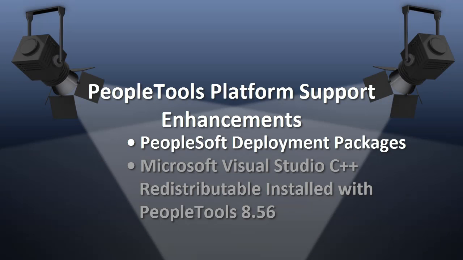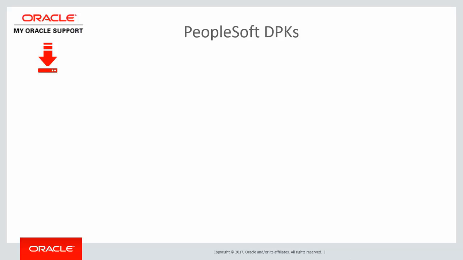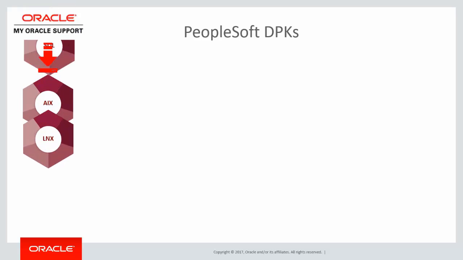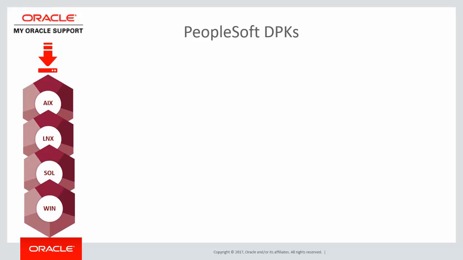PeopleSoft deployment packages. In PeopleTools 8.55, Oracle transformed the way PeopleSoft installations are performed with the introduction of deployment packages, or DPKs. DPKs simplify the installation process using an open-source technology called Puppet, which automates the installation of the server tiers for the Windows Server and Linux operating system platforms. DPKs help automate creation, cloning, and maintenance of PeopleSoft environments for efficient and error-free PeopleSoft operations.